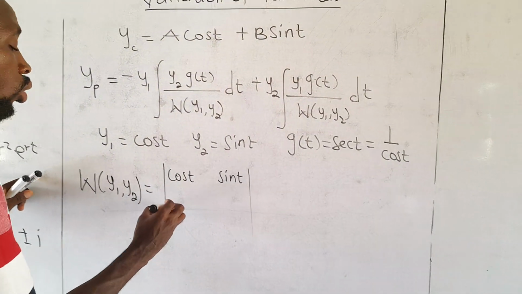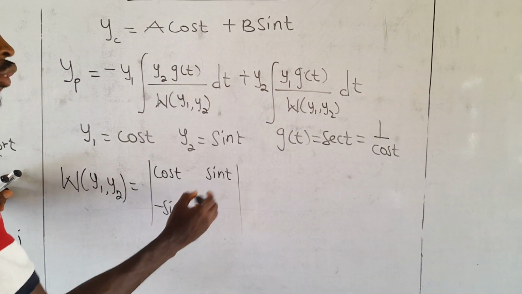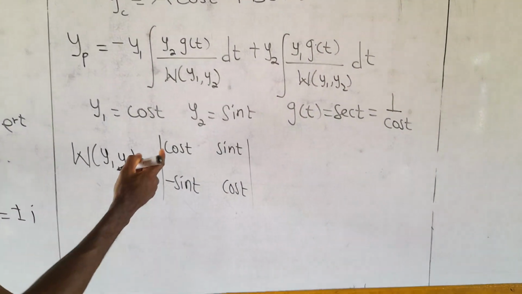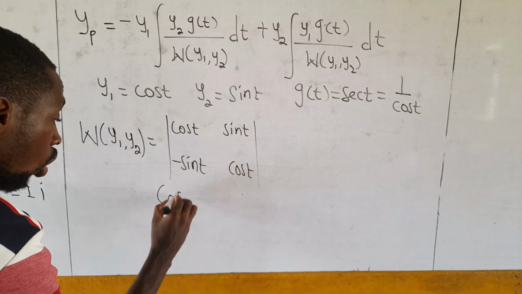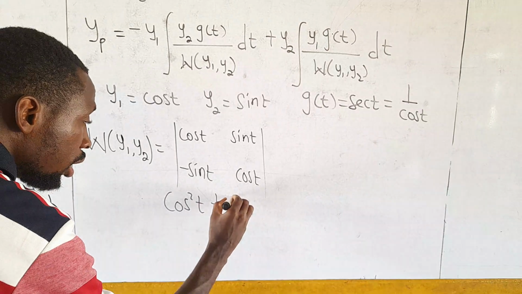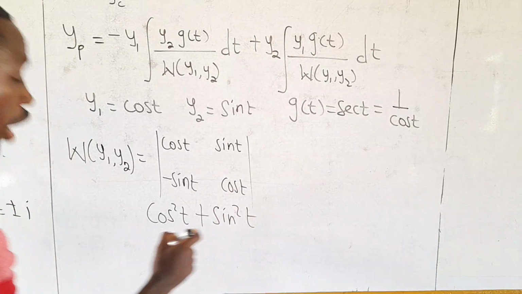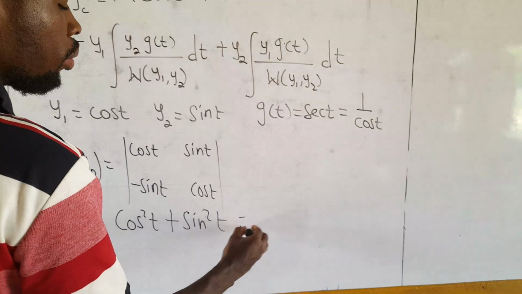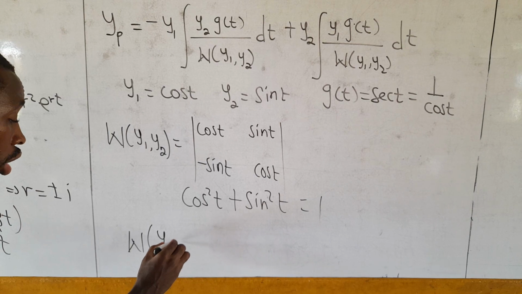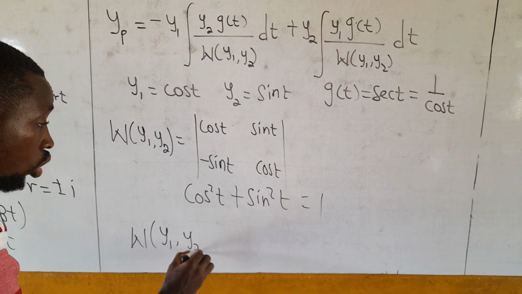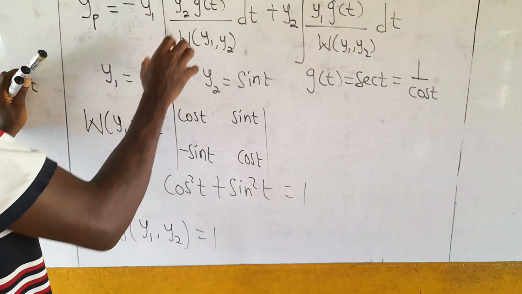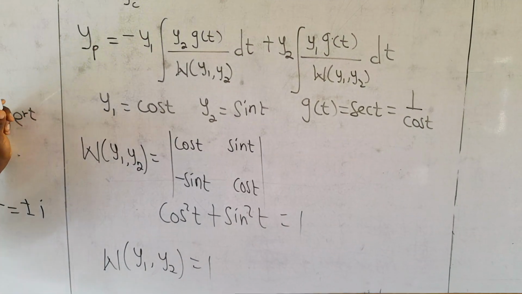So when we differentiate cos t, we get negative sine t, and when we differentiate sine t, we get cos t. Now, this times this will be cos squared t, then minus this times this, so that will be plus sine squared t. And cos squared t plus sine squared t is nothing but 1. So we can say the Wronskian of y1, y2 is equal to 1. Having known the Wronskian to be 1, we just substitute the necessary thing and we find y of p.